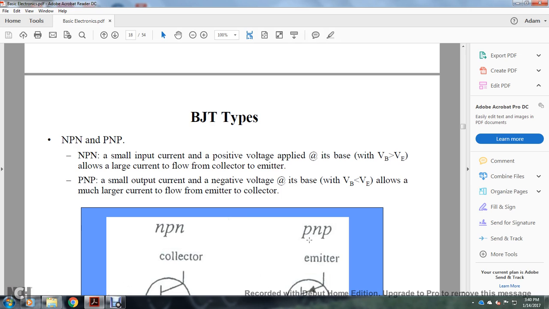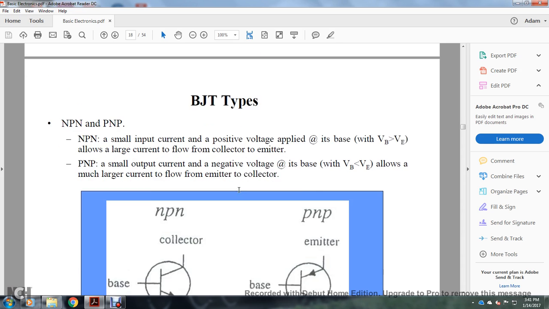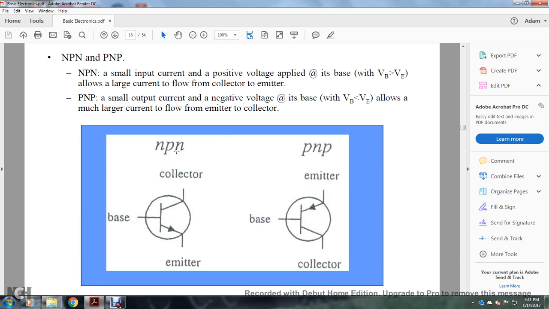For NPN, a small input current pulse, voltage applied at the base, with voltage base greater than voltage emitter, allows the large current to flow from the collector to the emitter. For PNP, a small output negative voltage, with the voltage base being lower than the voltage emitter, allows the much larger current to flow from the emitter to the collector. The NPN shows the collector, base, and emitter. The PNP shows the emitter, the base, and the collector.